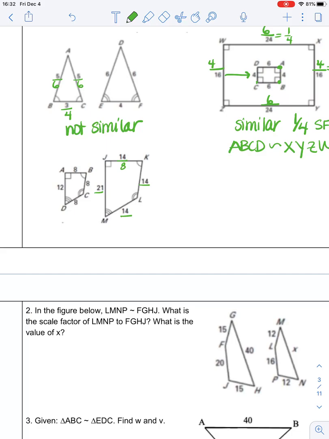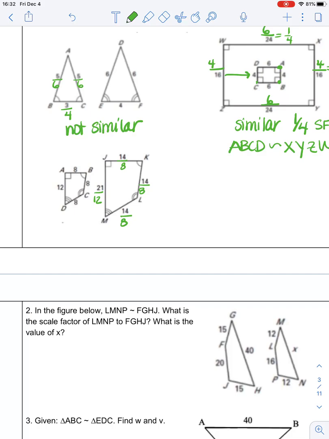So according to my markings, JK matches up with AB, and KL matches up with BC, and LM matches up with CD, and JM matches up with AD. So I need to check all of those.